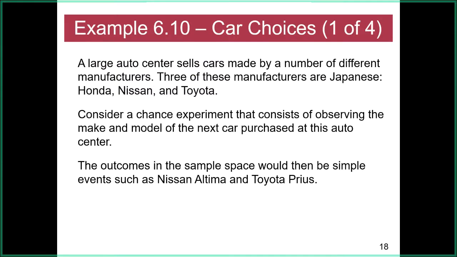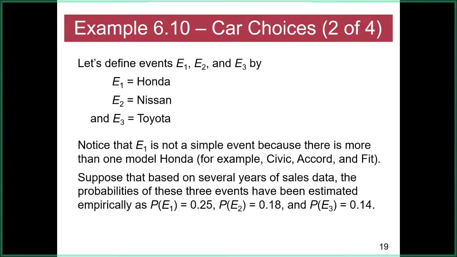So a large auto center sells cars made by a number of different manufacturers: Honda, Nissan, and Toyota. For our chance experiment, we're not going to assume the outcomes are necessarily equally likely. The next car purchased at this auto center is a certain make. So the outcomes in the sample space would be simple events such as Nissan Altima, Toyota Prius, and so on. So let's define E1, E2, and E3 as Honda, Nissan, and Toyota.